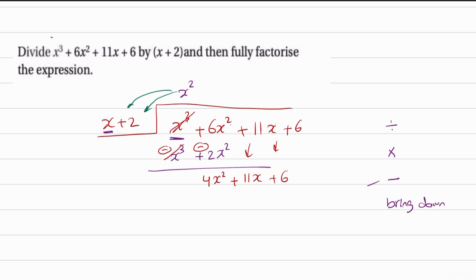I finished the first step. The second step, redo the steps again. So divide the first term by the first term. Positive divided by positive equals positive. 4x power 2 divided by x equals just 4x.